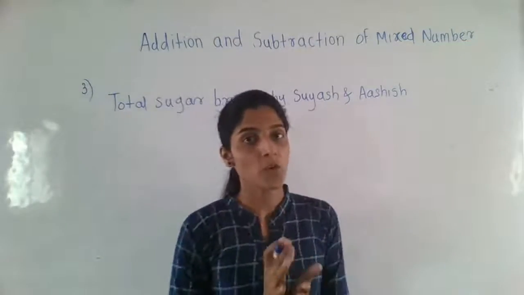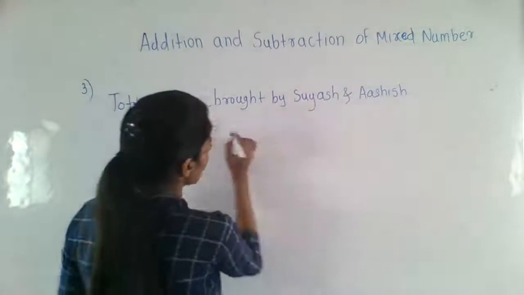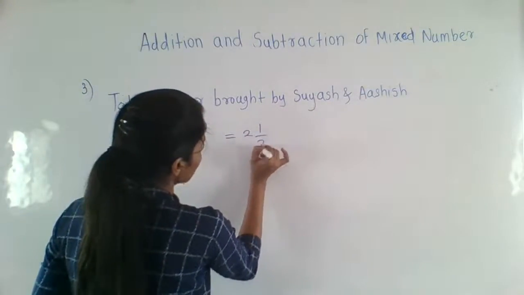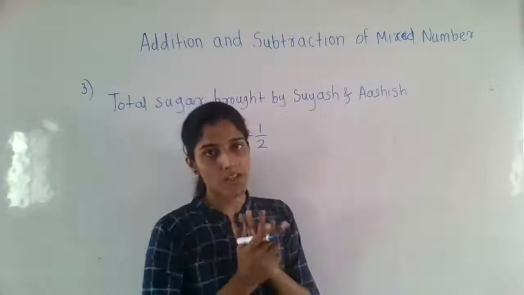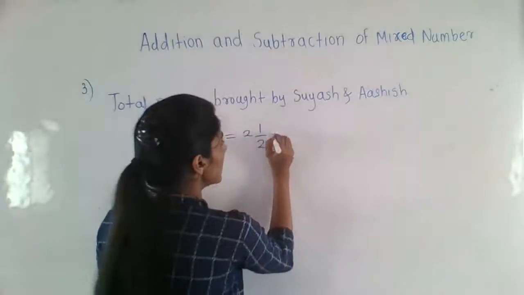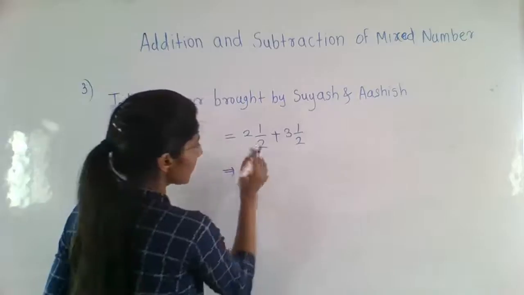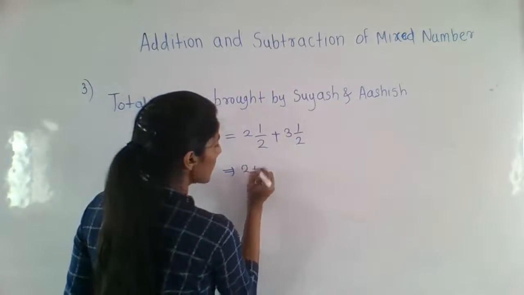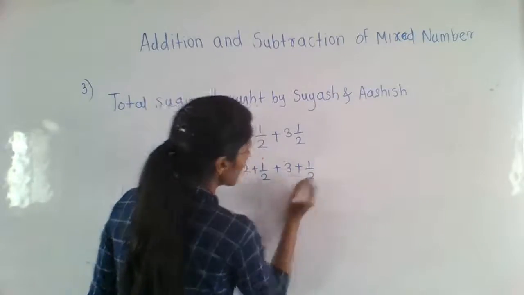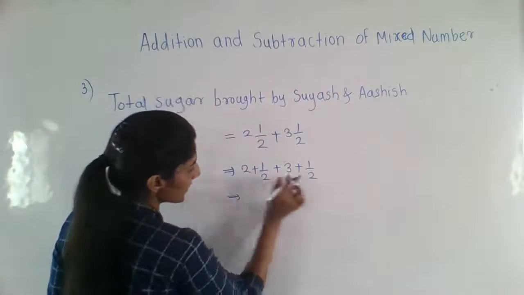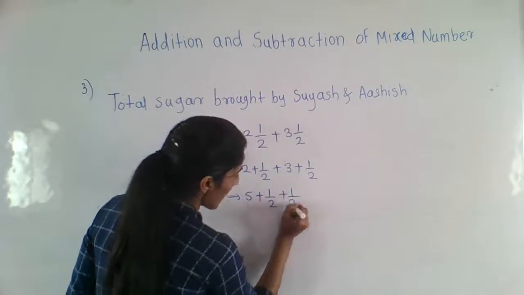Now total means we have to add these numbers. How much sugar was brought by Suyash? That is 2.5. And we have to find the total. Therefore, we add both the sugars which they brought. Ashish brought 3.5 kg. Now how can we add 2 plus 1 by 2 plus 3 plus 1 by 2? Simply add 2 plus 3, that is 5, plus 1 by 2 plus 1 by 2.